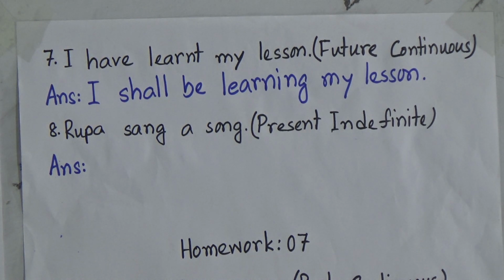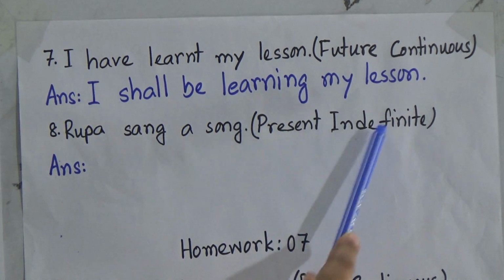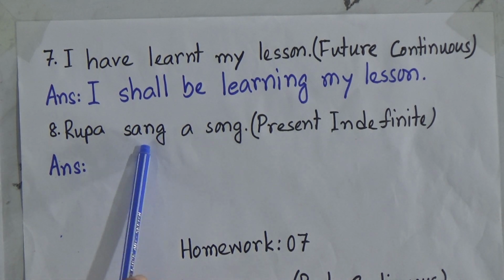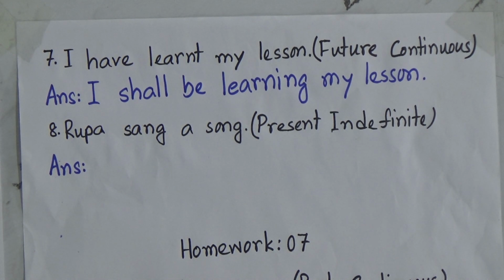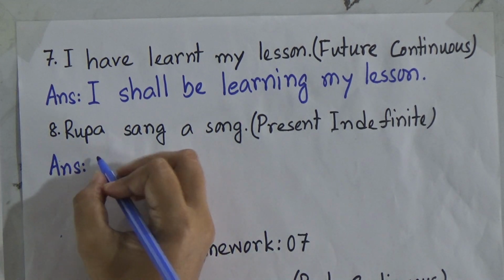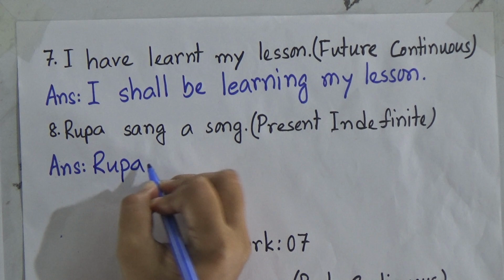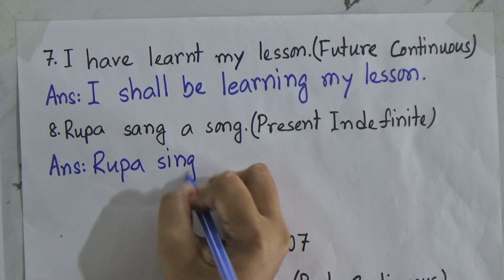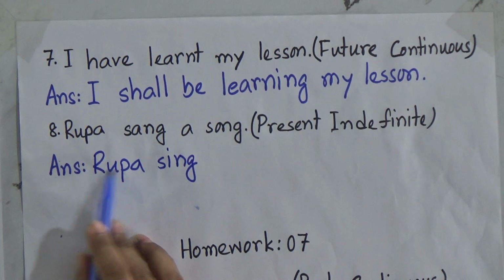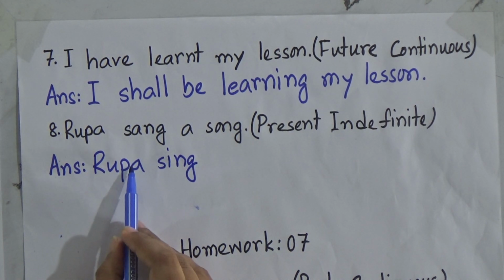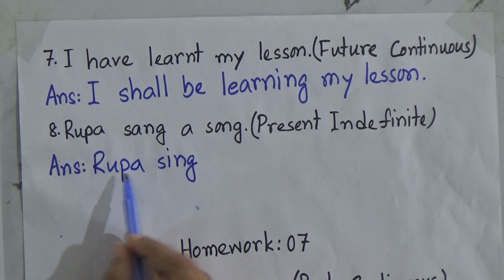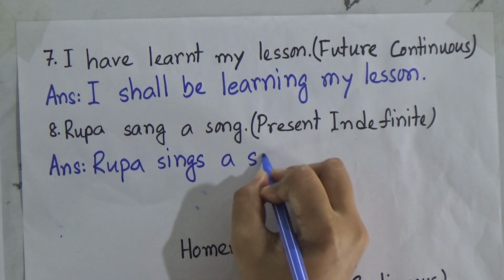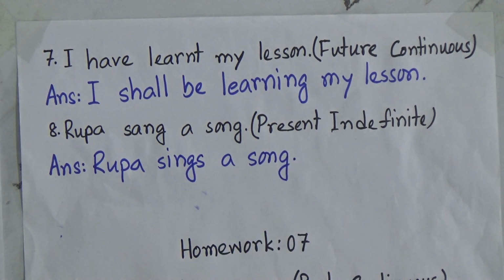And then Rupa, number 8, Rupa sang a song. We will change it to present indefinite tense. Now look at the verb sang. It is in the past form, so it is past indefinite tense. And if you want to change it to the present indefinite tense, what will you use? At first we will write the subject, then the present form of the verb or the base form of the verb sang, that means sing. And now look, this is Rupa and it is third person singular number, that means it is singular subject. So we will add here s. Rupa sings, and now the rest of the sentence a song. So our sentence is Rupa sings a song.